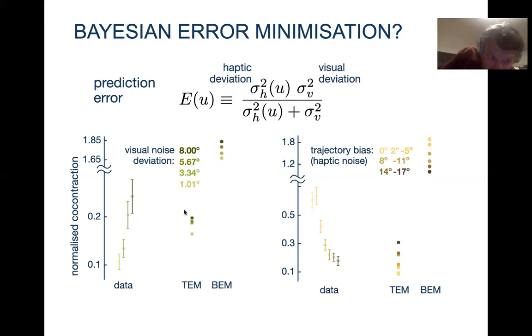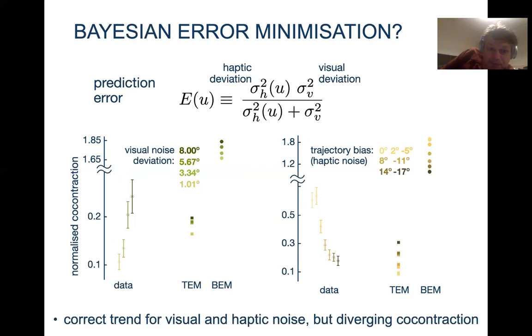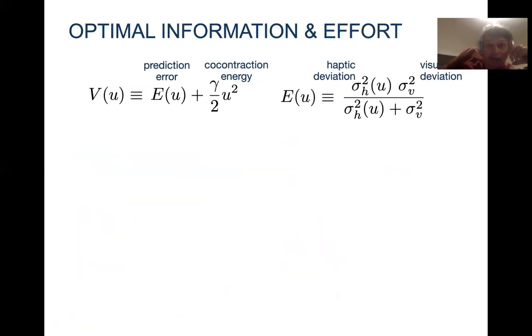We see that the trend is correct, right? We have increasing coactivation with increased visual noise and decreasing coactivation with increased haptic bias. However, the values we get are out of the physiological range, it's diverging. So probably what is missing is that the brain has to minimize effort, because we cannot put too much effort. So this is the optimal information and effort model. We try to minimize prediction error and co-contraction. We would change coactivation to minimize the prediction error and to minimize the effort.